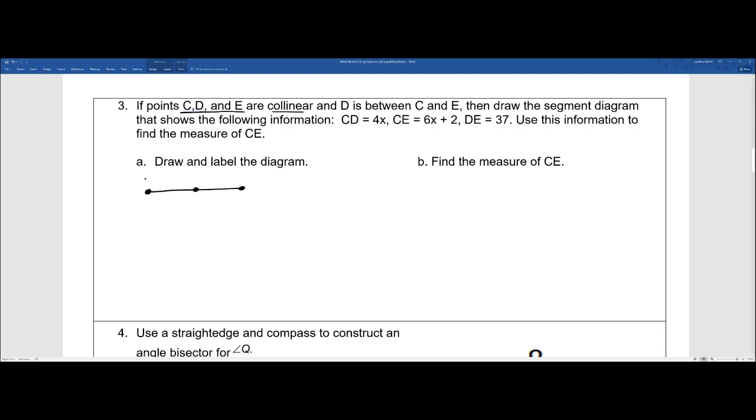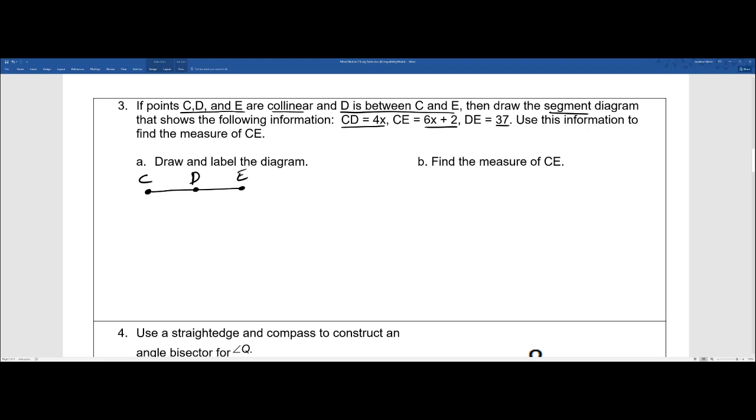Okay, so we're focused on C. They do tell us that D is between C and E. That's nice of them. And there's our little segment. They do say draw the segment, so that's why it's not going on and having arrows passing through C and E. All right, they have the following information. They say CD is 4x, CE is 6x plus 2, and DE is 37.